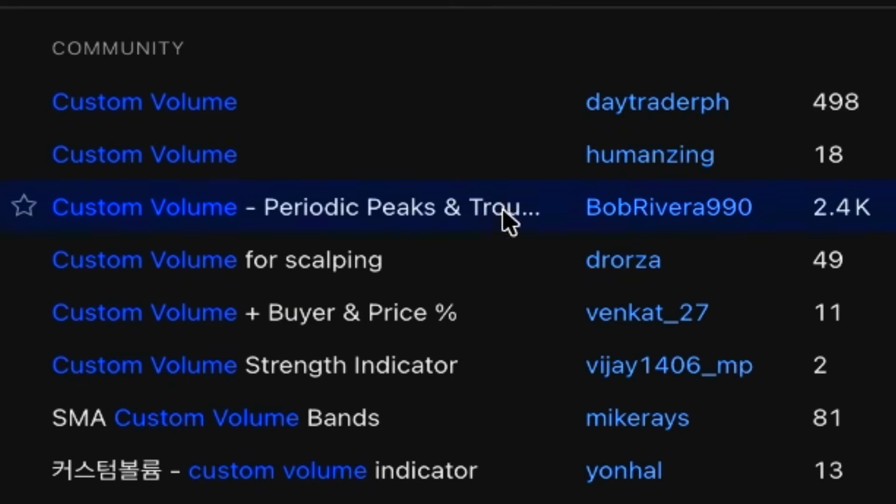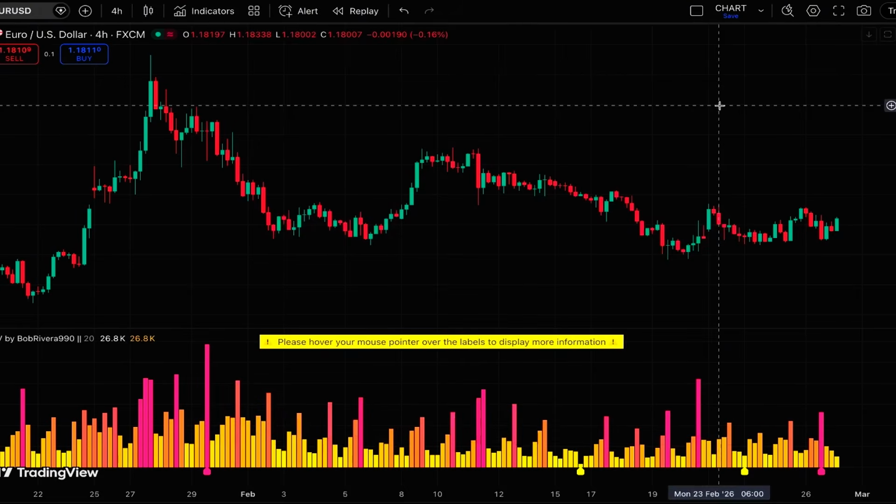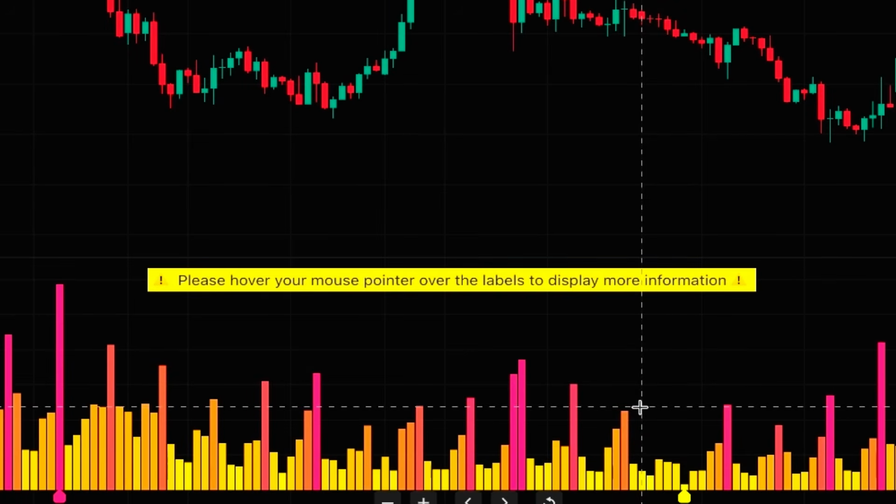This one, which is written by Bob Rivera 990. Alright, this volume indicator gives you volume bars similar to an ordinary volume indicator, but it provides more information that can be useful in your trading strategy.